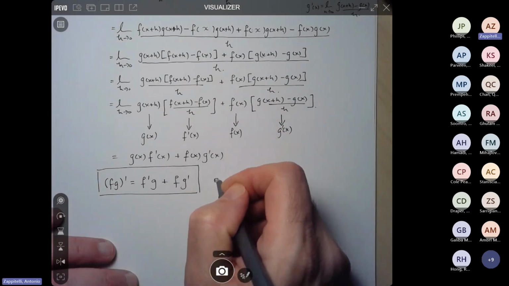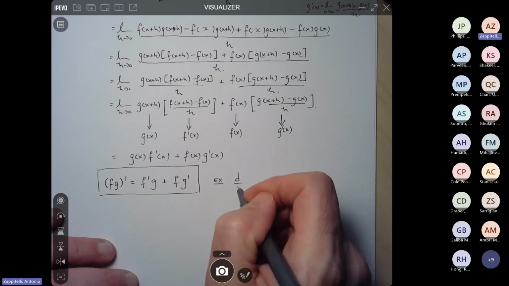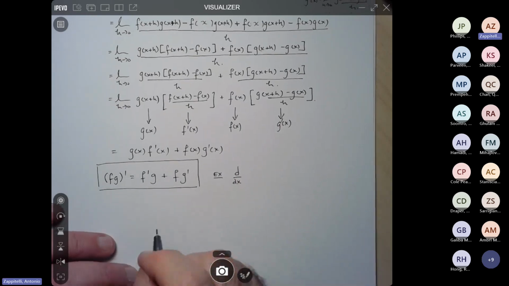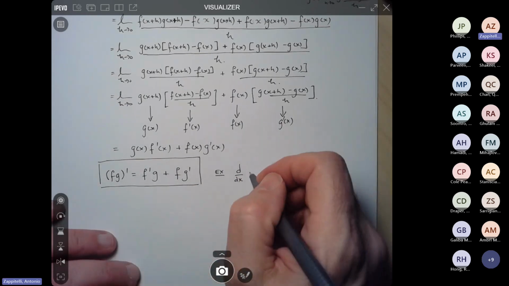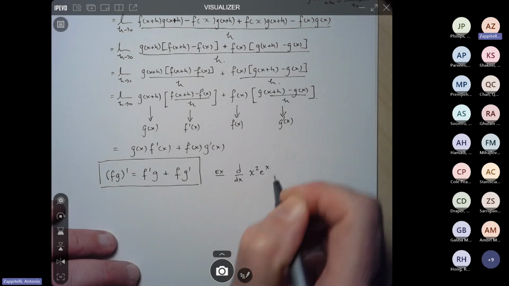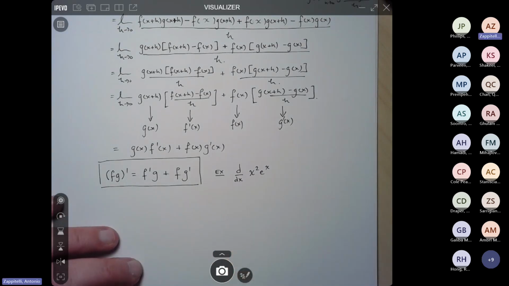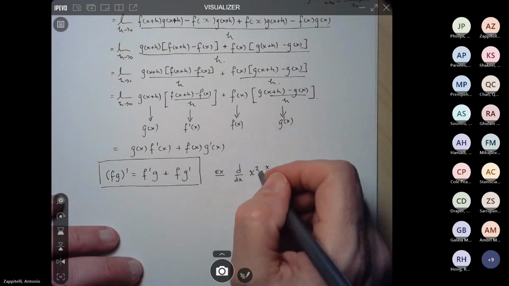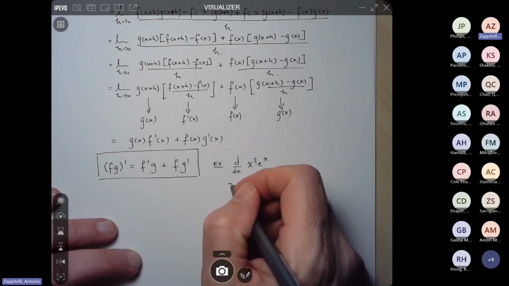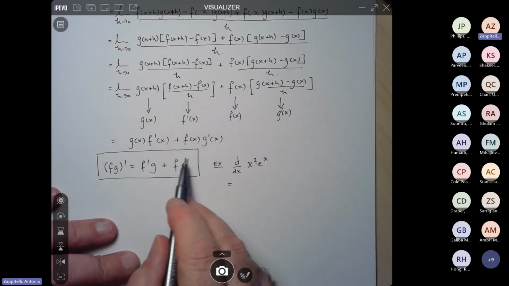Okay? So now this is where we're starting to come up to stuff that's very, very useful, because I'll do an example here. Let's include some of the functions you did before. Let's say I want to find the derivative of x squared times e to the x. Well, it's a product of two functions. So let's now apply our rule.